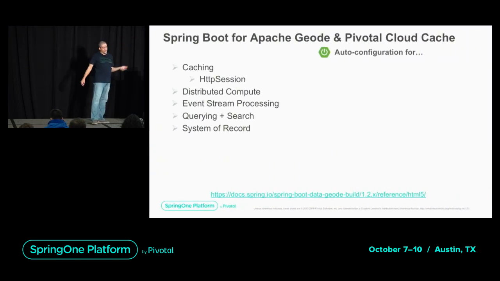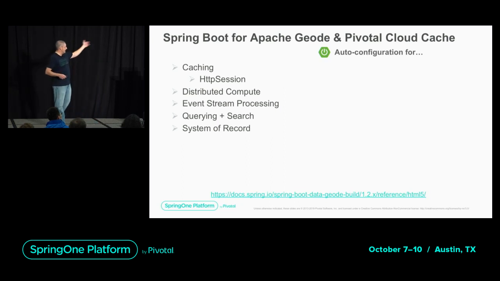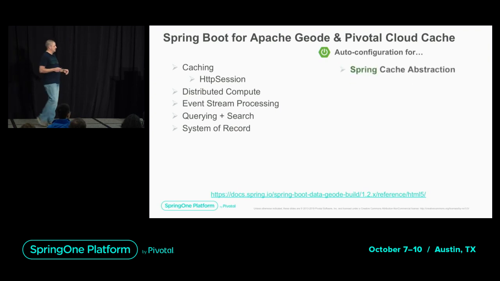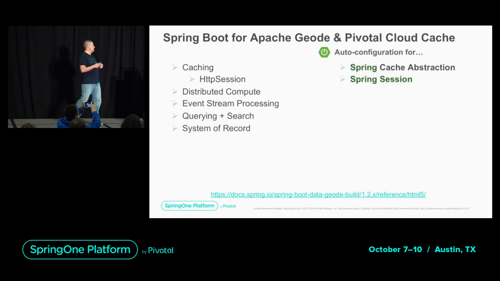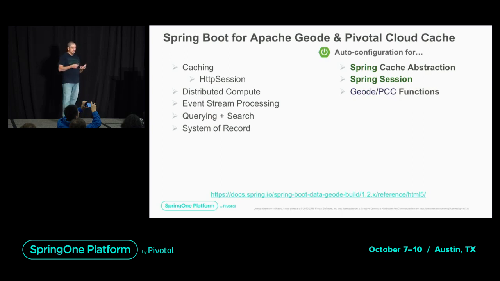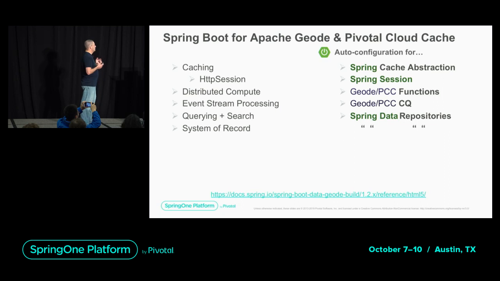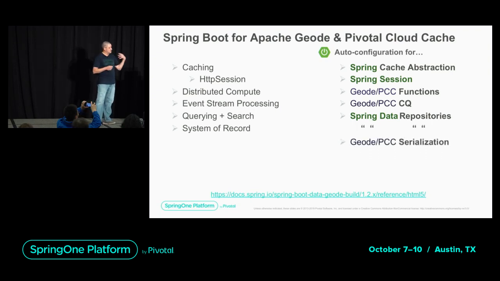So the Spring Boot project that I talked about, the Spring ecosystem that's trying to address some of these use cases like caching, distributed compute, event stream processing, it has auto configuration for these things. Spring's cache abstraction, Spring Session when it comes to HTTP session, Geode's PCC functions, CQs, querying and search with Spring Data repositories, right? We're starting to get closer to the system of record, but there's also other concerns that are equally important.